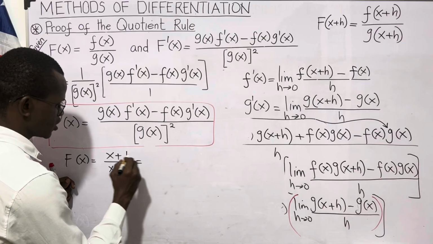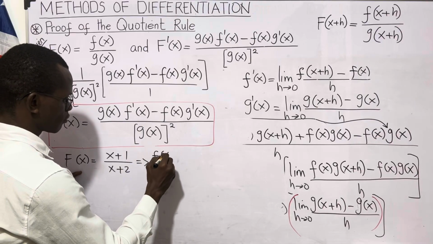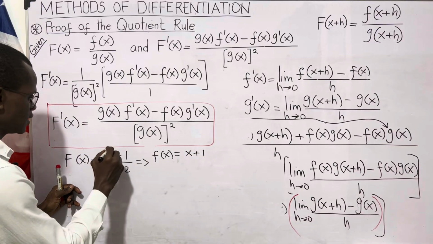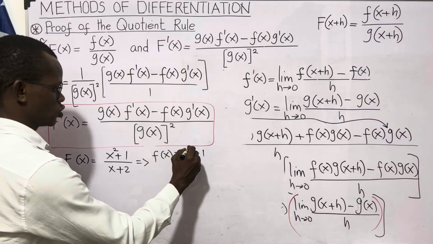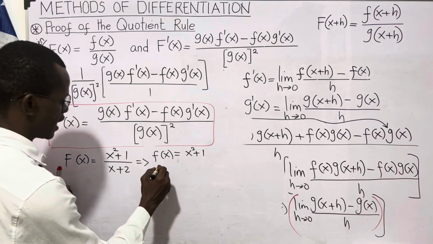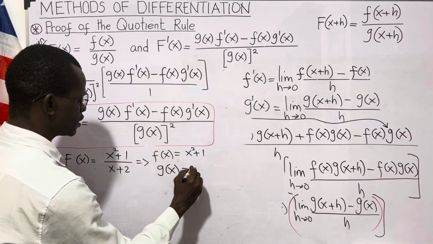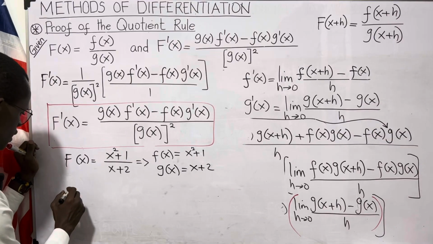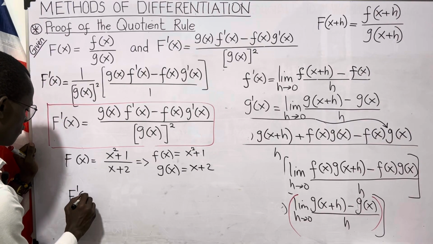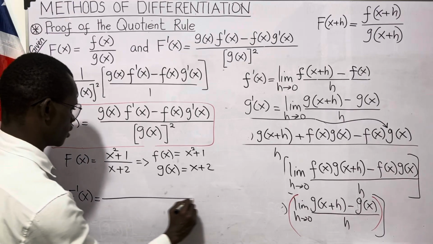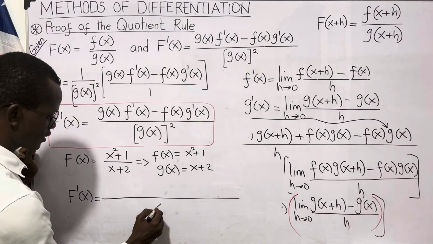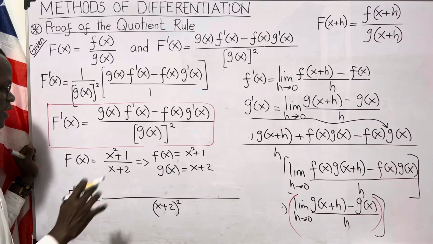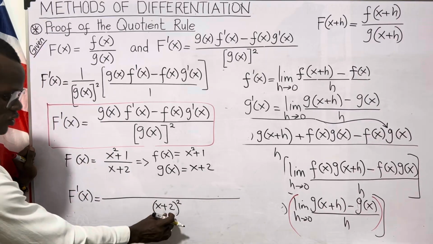So in this expression, our f of x is equal to x squared plus 1. So this is x squared plus 1. And then our g of x is equal to x plus 2. So the rule says to find the derivative, which is f prime of x, we take this denominator, x plus 2, we square it. It can be whatever expression in the denominator, just square it.